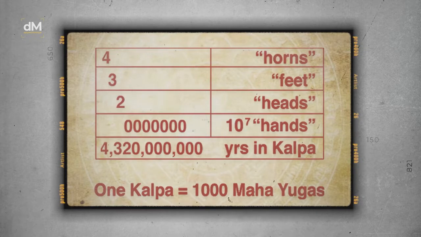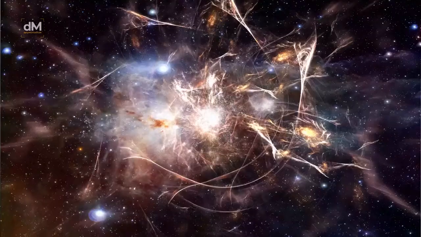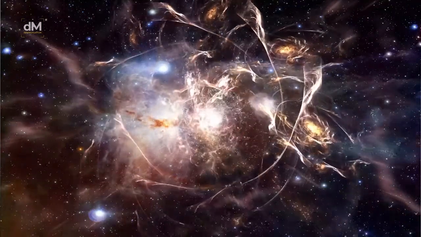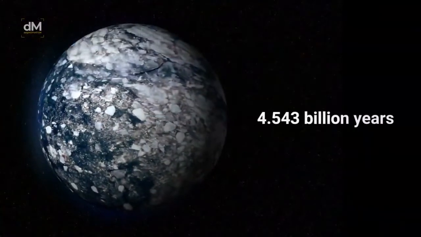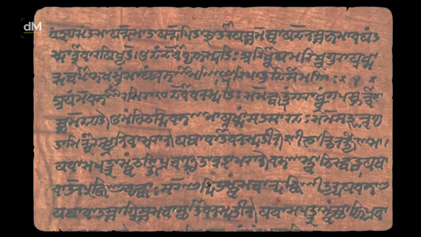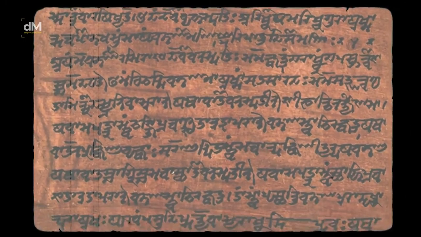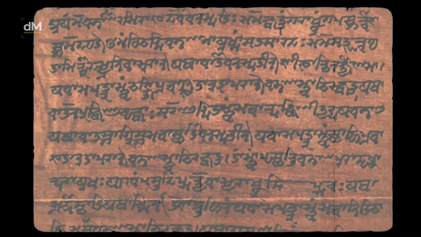4,320,000,000 years, which I find to be suspiciously close to the modern estimate for the age of the universe, or the age of the earth rather, which is about 4.5 billion years. And this is probably some of the oldest writings extant where this canon of numerology is presented.